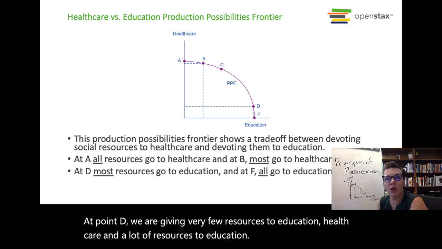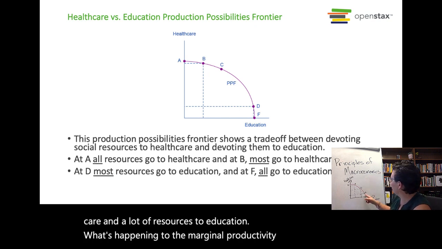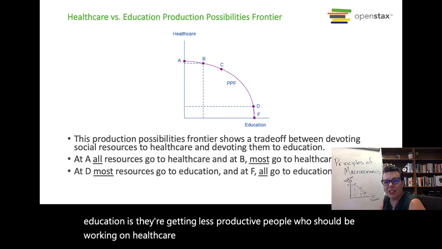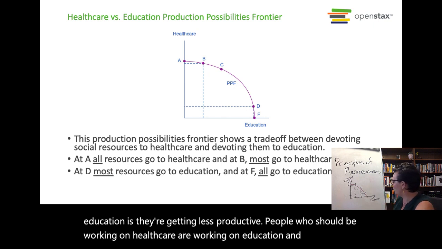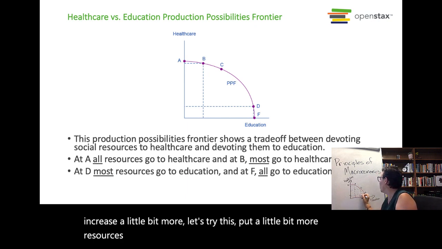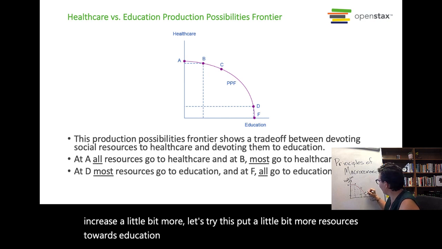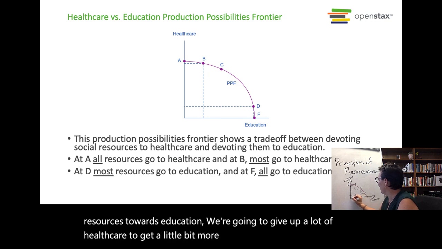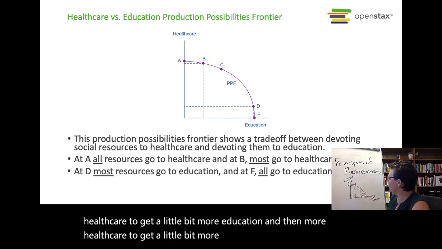What's happening to the marginal productivity of workers in education is they're getting less productive. People who should be working on healthcare are working on education. And so as we put a little bit more resources towards education, we're going to give up a lot of healthcare to get a little bit more education, and then more healthcare to get a little bit more education, and so on. And that's that bowed out nature of the PPF.